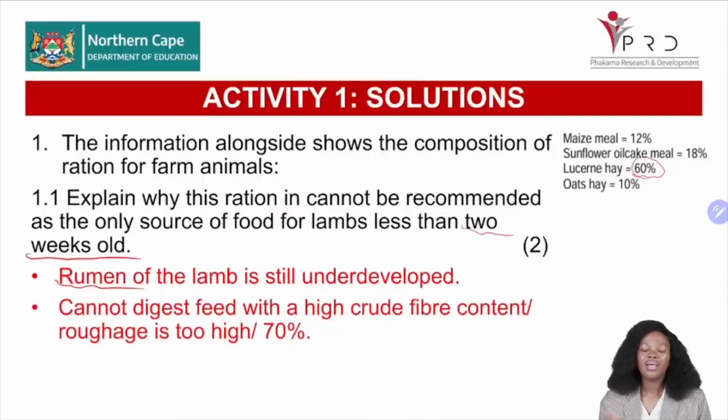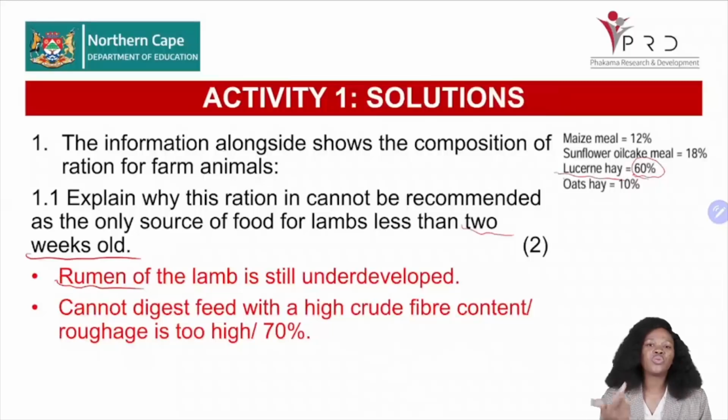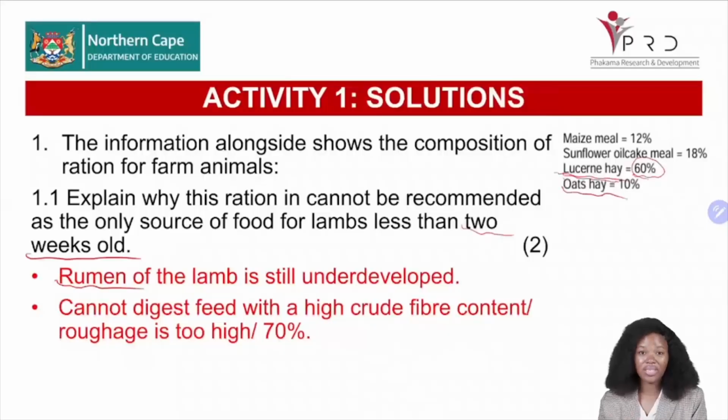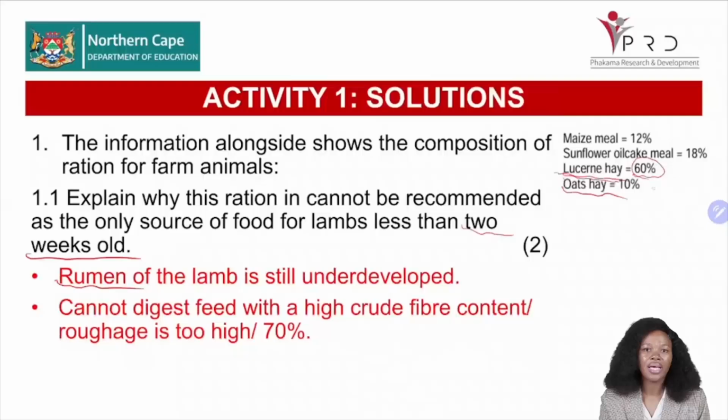Reason number 2, they cannot digest this ration simply because this ration comprises mainly of lucerne hay that is rich in crude fiber. Because lucerne hay plus oats hay are roughages. So we have about 70% of roughages that form part of this ration. So this type of animal cannot digest this ration simply because it has more crude fiber, or more roughages.